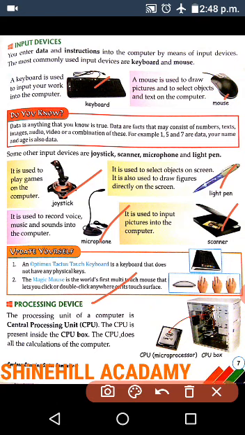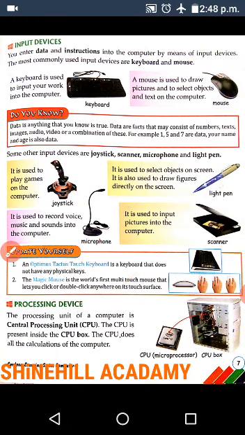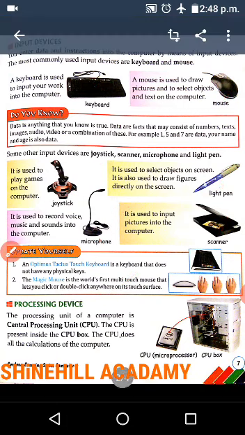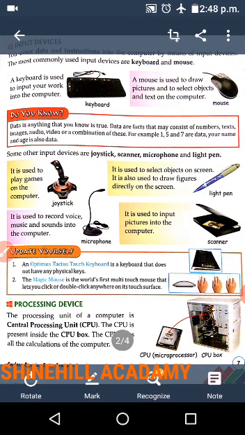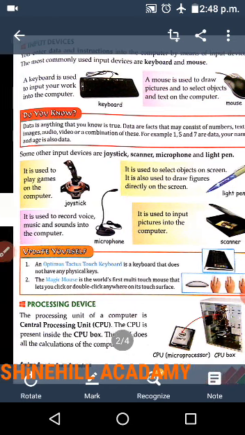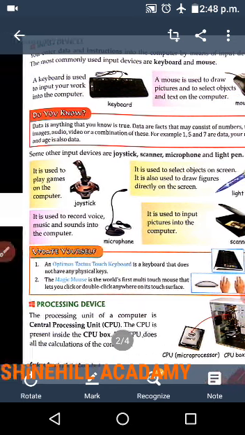The processing unit of a computer is the central processing unit. The CPU is present inside the CPU box. The CPU does all the calculations of the computer. So what is the full form of CPU? Central processing unit.